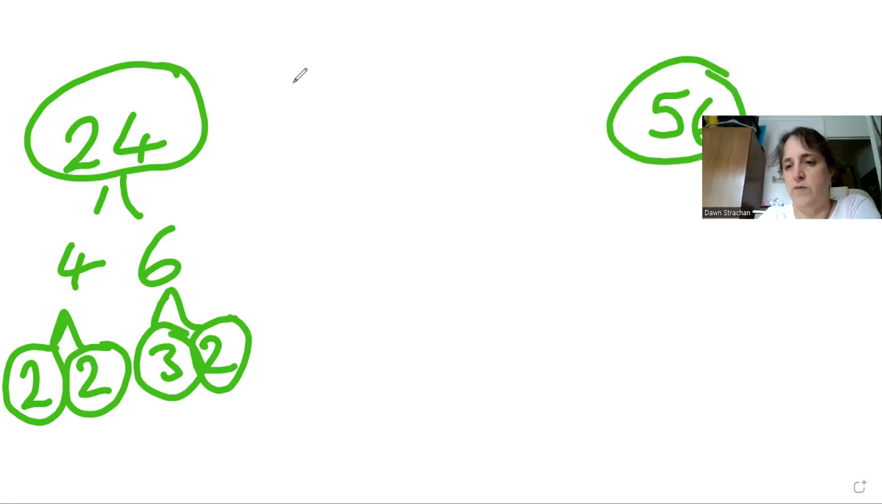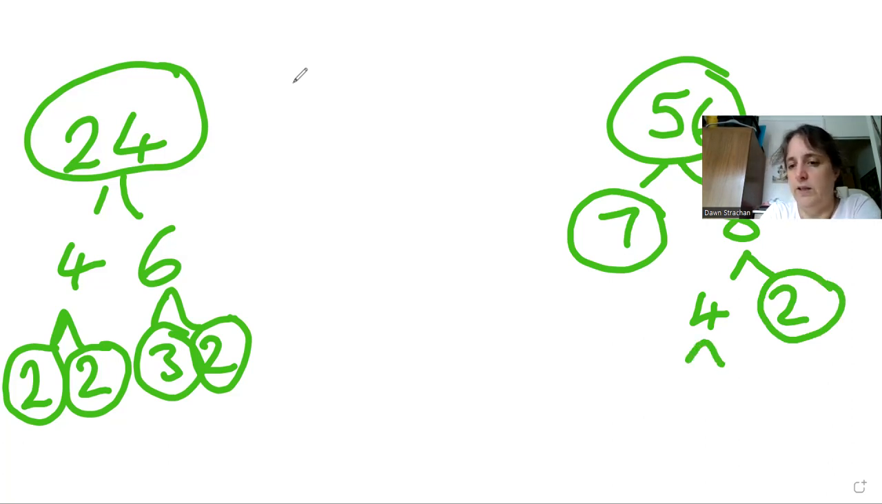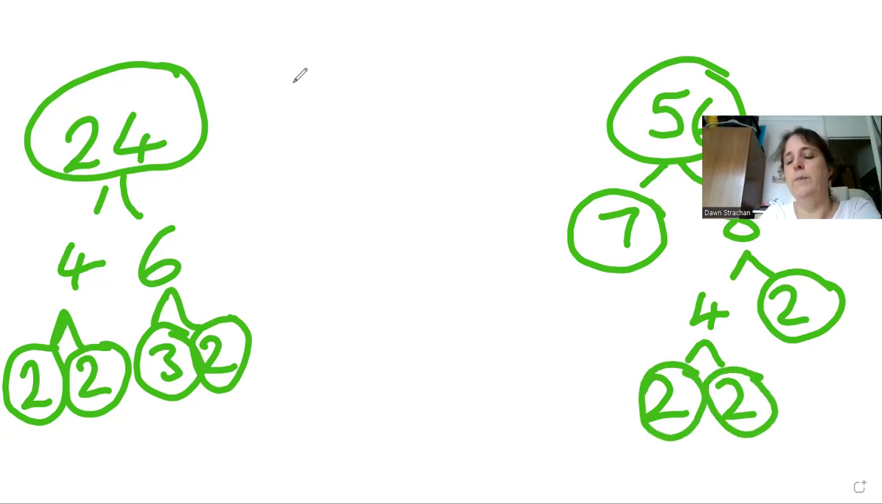Now we need to do the same with 56. And 56 can be made from doing 7 times 8. Okay, and 7's prime, so we can instantly pop that into a circle. Next thing we need to do is decide on two numbers that multiply together to make 8, so we'll go 4 times 2. And again, 2 is prime, so we'll pop that in a circle and we'll split the 4. The 4 will divide into 2 and 2. Okay, so those are the prime factors of 24 and 56.